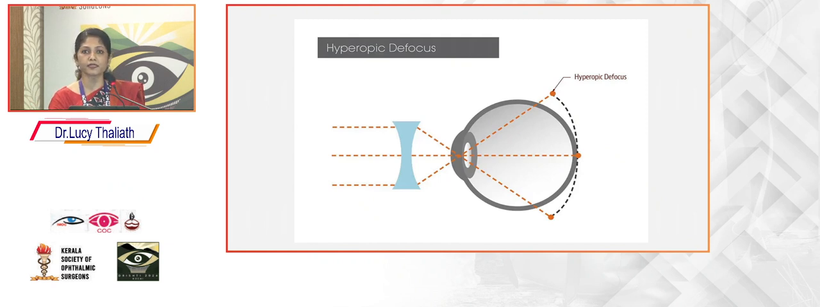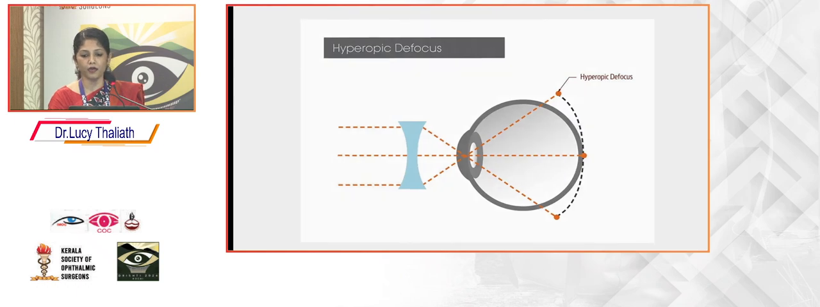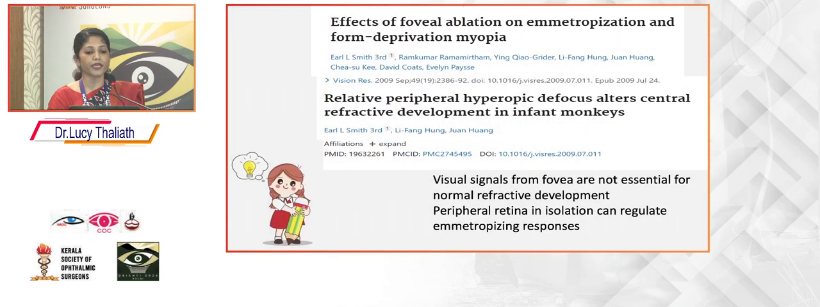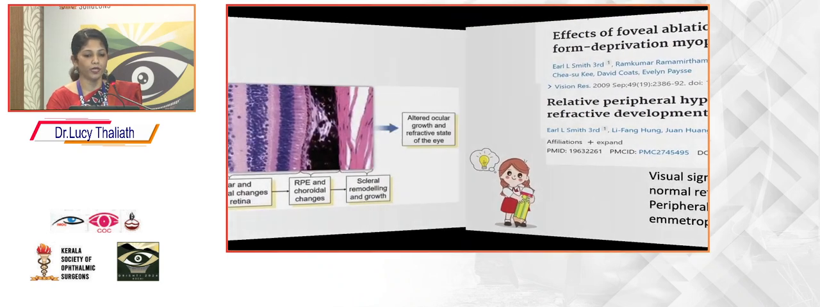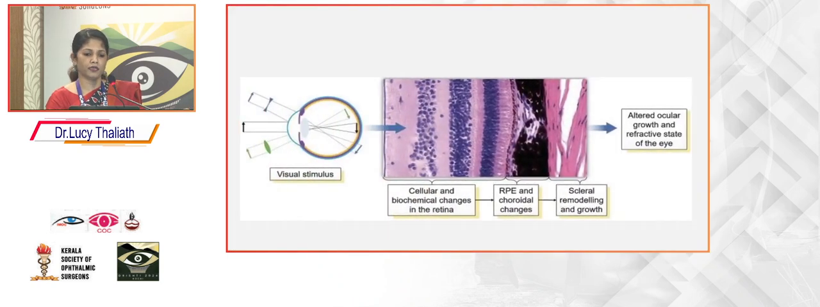And this acts as a stimulus for the axial length elongation. And what was it based on? It was based on various animal studies. This is a famous study by Earl Smith et al. In his studies, he found that the visual signals from the fovea are not essential for the normal refractive development, and the peripheral retina in isolation can regulate the emmetropizing responses, and peripheral hyperopic defocus is the cause for the progression of myopia.